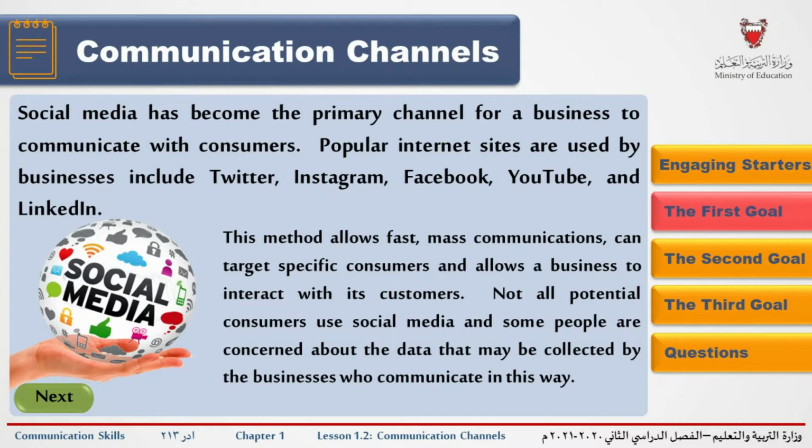Social media has become the primary channel for a business to communicate with the consumers. Popular internet sites used by businesses include Twitter, Instagram, Facebook, YouTube, and LinkedIn. This method allows fast mass communications, can target specific consumers, and allows a business to interact with its consumers. Not all potential consumers use social media, and some people are concerned about the data that may be collected by the businesses who communicate in this way.